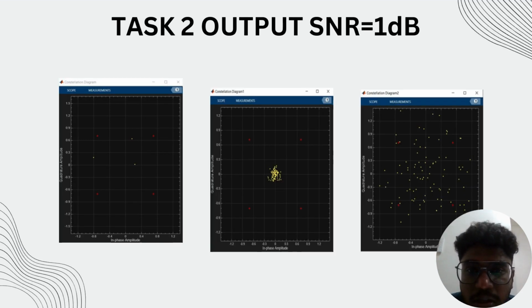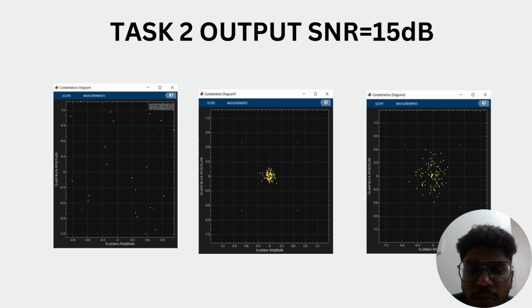So based on the task 2 output for 1 dB, there are three output graphs. The first, we can see three dotted points in the middle of the graph, and the next diagram, you can see all dotted points are in the middle of the graph, and then the third diagram, the scatter of the points is all over the graph. So we can notice that there are three different graphs for 1 dB signal to noise ratio.